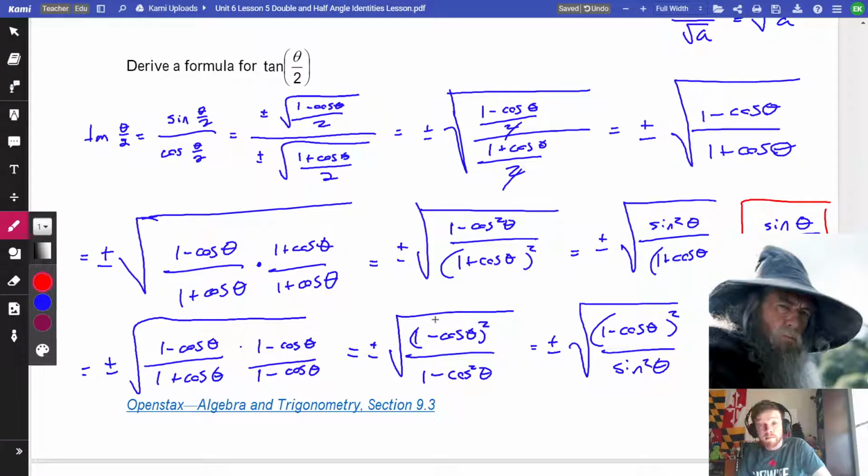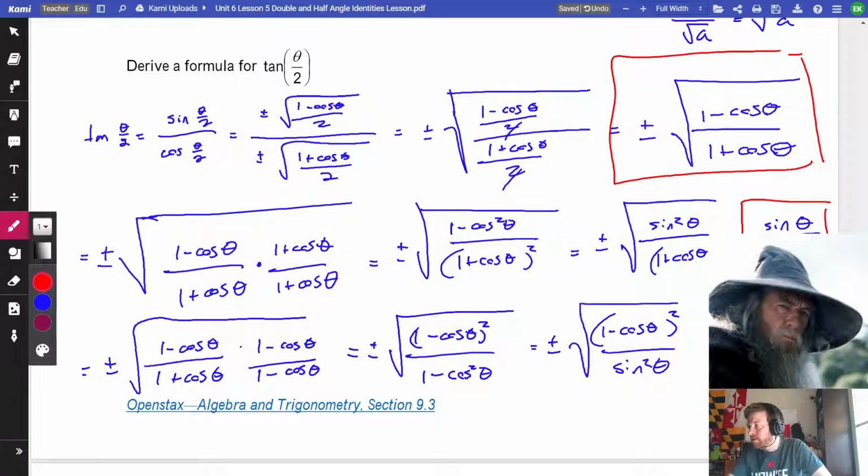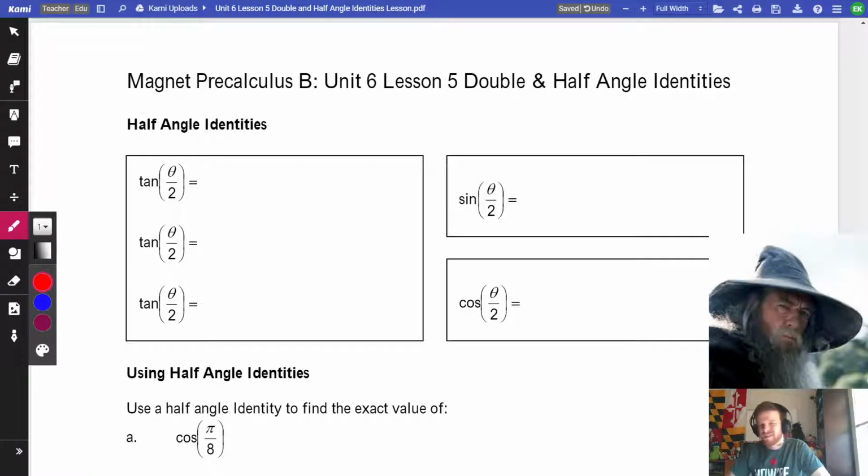For these two, I like to remember that 1 plus cosine theta goes on the bottom for this one, because 1 plus cosine theta is on the bottom here. And then 1 minus cosine theta is on the top because 1 minus cosine theta is on the top here. Little ways I remember it. You don't have to use what I'm saying. You'll have these written down. Tangent theta over 2 is equal to plus or minus the square root of 1 minus cosine theta over 1 plus cosine theta. The plus or minus actually goes away for the other two: sine theta over 1 plus cosine theta and 1 minus cosine theta over sine theta.